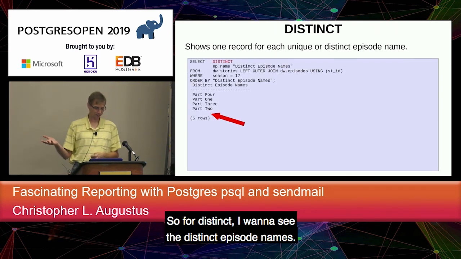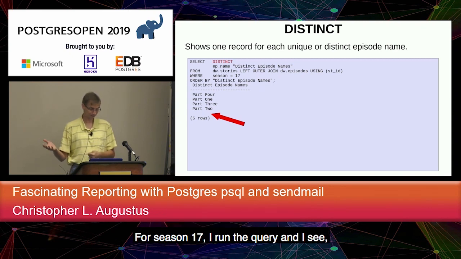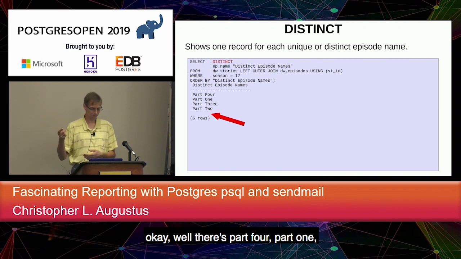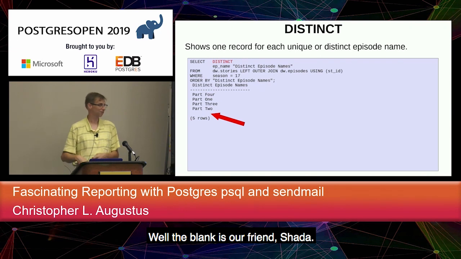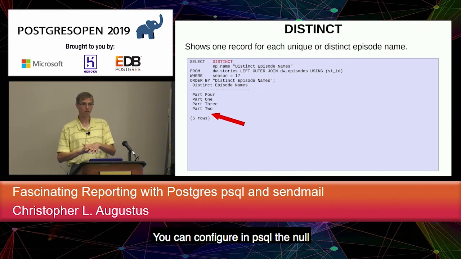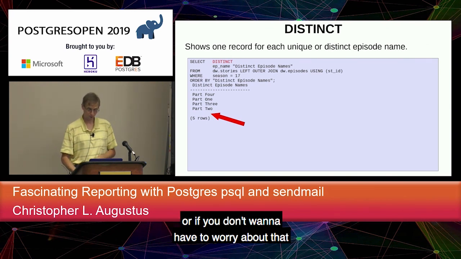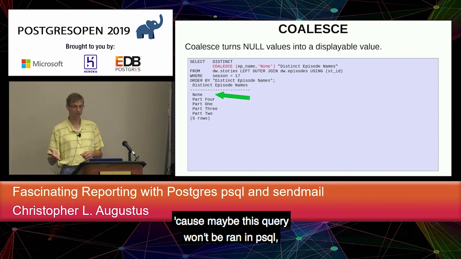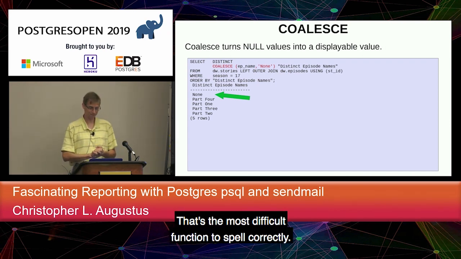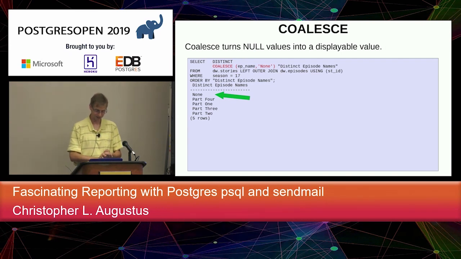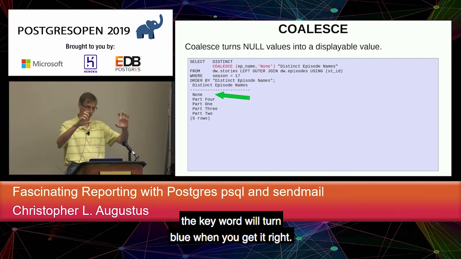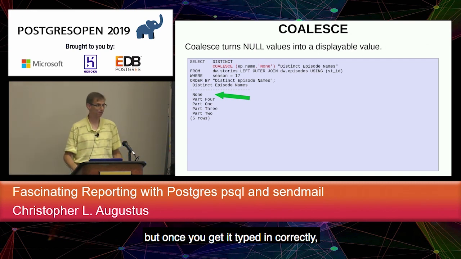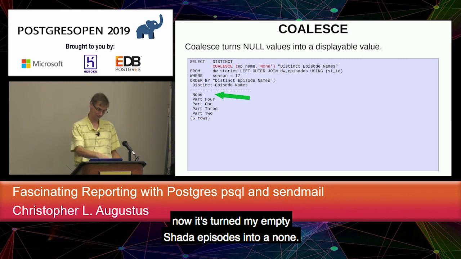So for distinct, I want to see the distinct episode names for season 17. I run the query and I see, okay, well there's part 4, part 1, part 3, and part 2. But then there's a blank there and 5 rows. Well, the blank is our friend Shada. You can configure in psql the null, or if you don't have to worry about that, because maybe this query won't be run in psql, there's coalesce, and that's the most difficult function to spell correctly. Thank goodness that pgAdmin 3 and pgAdmin 4 will, if you had that turned on, turn the keyword blue when you get it right. It's the worst thing to type in. But once you get it typed in correctly, now it's turned my empty Shada episodes into a none.